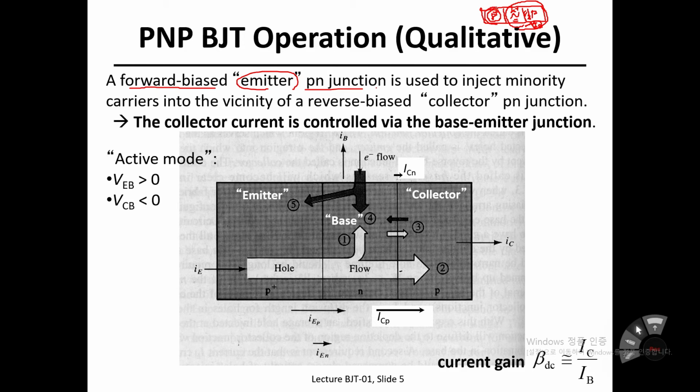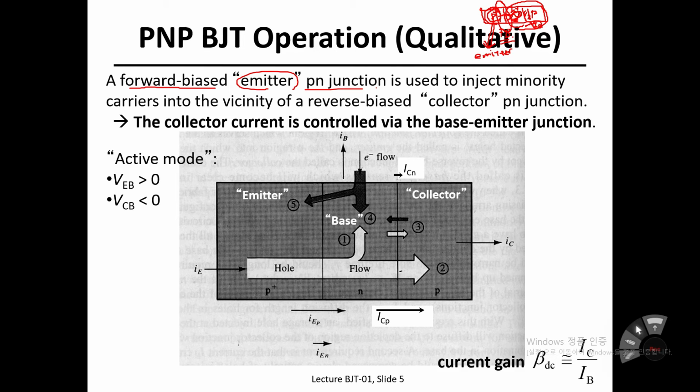So this P plus and N is another PN diode, but to supply many holes into this N side, it should be forward biased, right? So a forward biased PN junction is going to supply tons of holes. It is going to emit out many holes into this N side region, so this P side can be named the emitter.